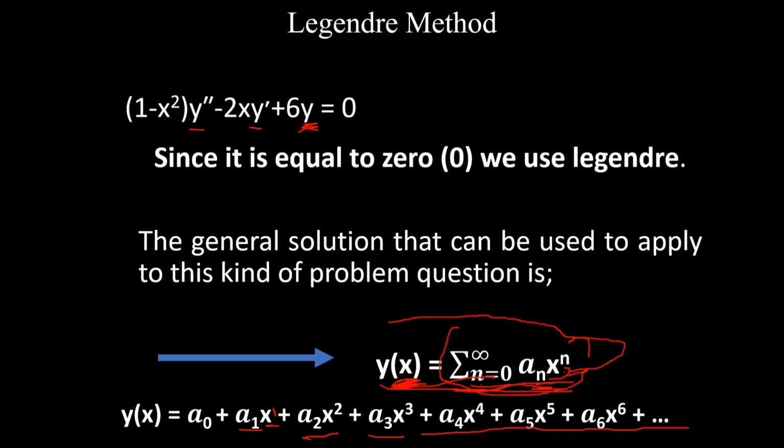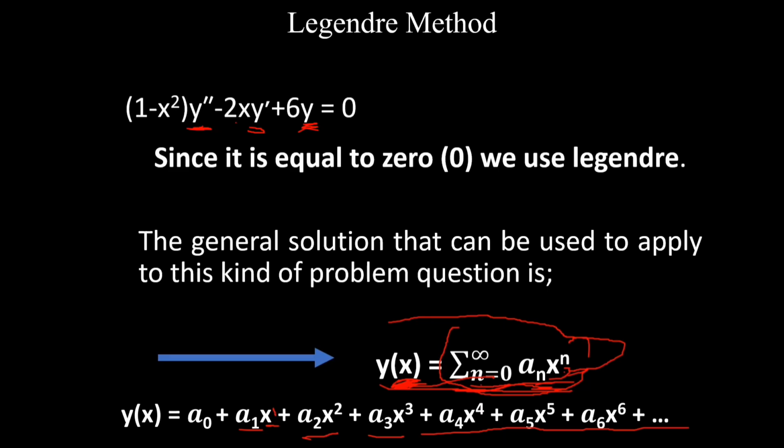Then what about y prime? Are we not replacing for y prime? Yes, we need to replace it. We need to replace y prime as well. And what about y prime prime? We also need to replace this y prime prime. So before we can do that, we need to get the equation for y prime and as well the equation for y prime prime.